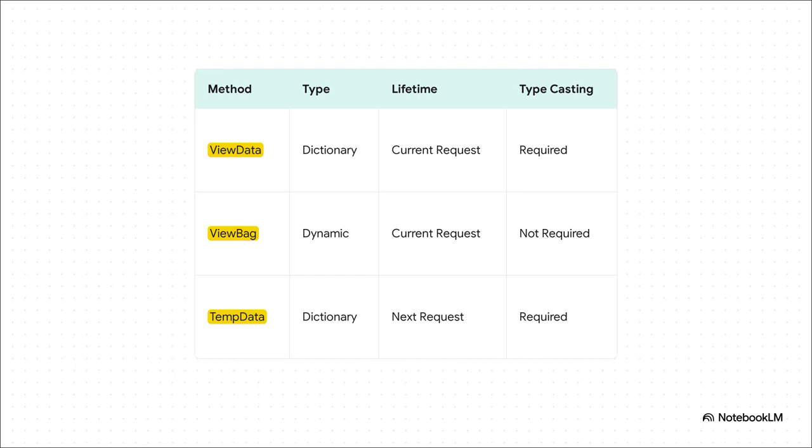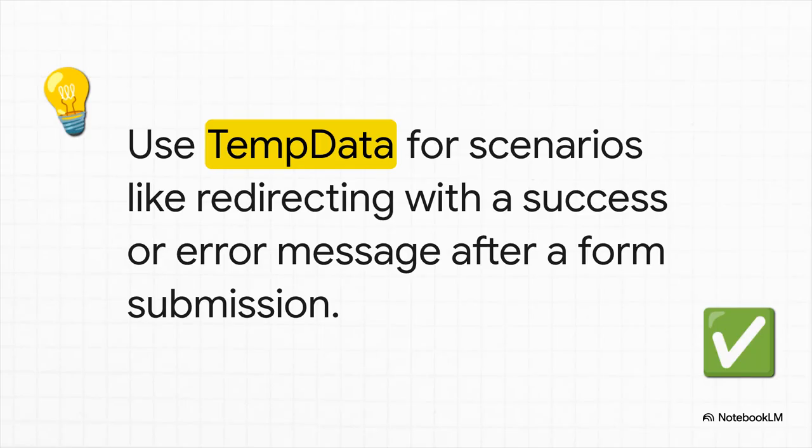View data is an old-school dictionary. View bag is a bit more modern and dynamic. But the one you really need to focus on is temp data. Why? Because it has a special power. It lasts for the current request and the very next one. And that special power is perfect for one classic scenario.